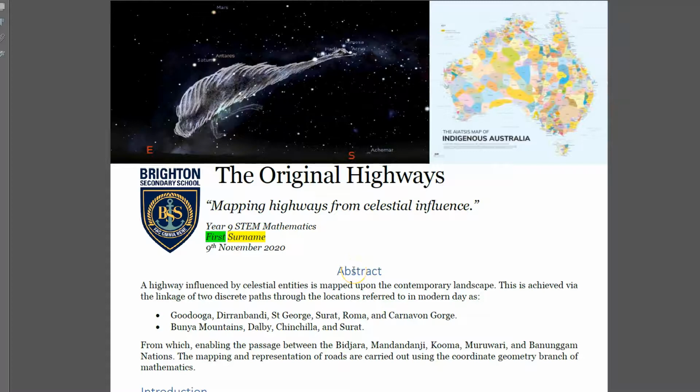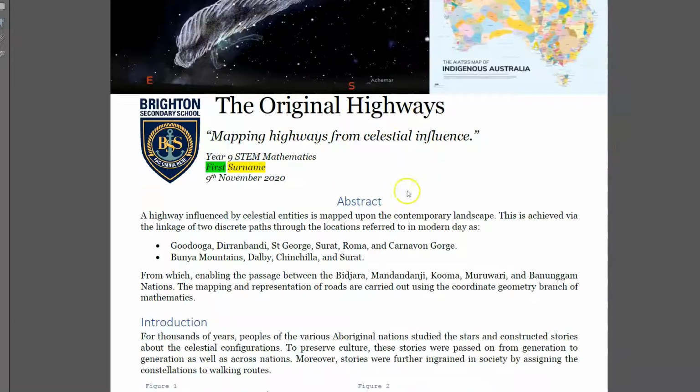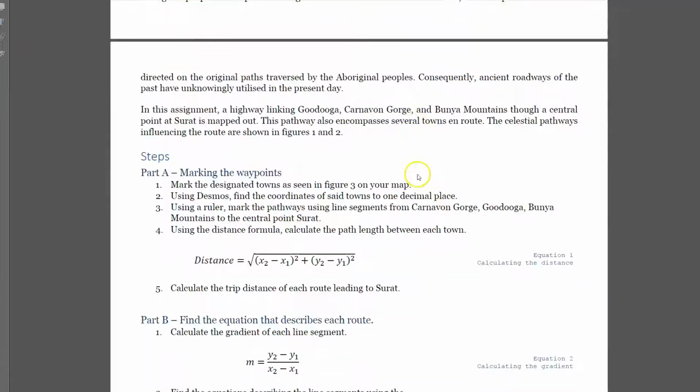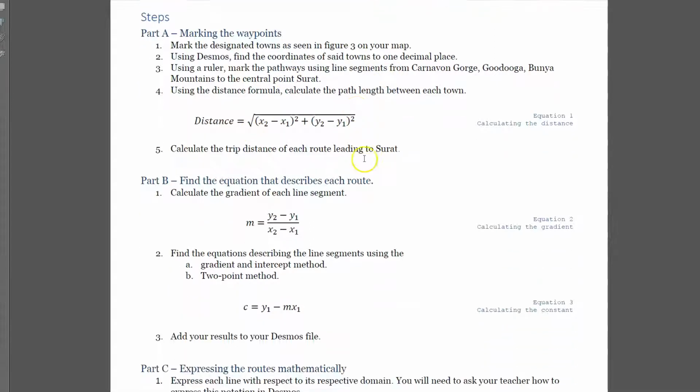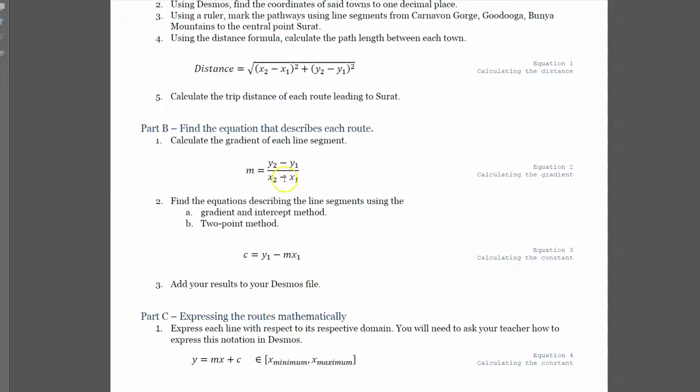In this video, we're going to have a look at how we can do part B of the original highways assignment. So going down in part A, what you had been tasked to do was to find the distances between the various waypoints on the map. And then in part B, it's asking you to find the equations of the lines that will connect all of the points together. Now, what does that mean?